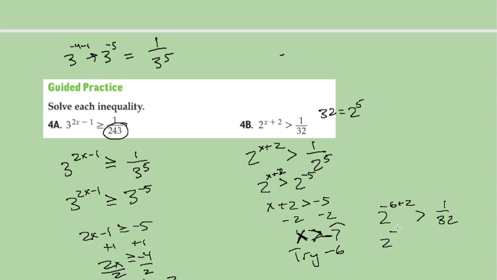So you have 2 to the negative 4th is greater than or equal to 1/32. Well, this is 1 over 2 to the 4th, which is equivalent to 1/16. And 1/16 is bigger than 1/32. So yeah, it works out. All right, so this is our answer.